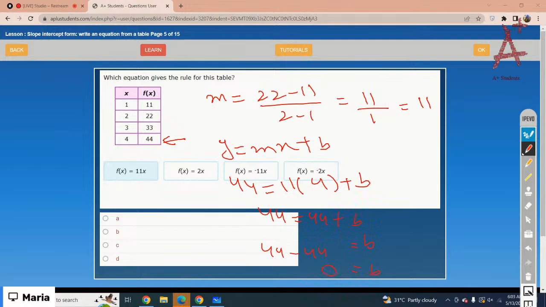Got it? So the y-intercept of this equation is 0. So y equals 11x plus 0. That means y equals 11x. Got it? So the correct option is y equals 11x. Option number 1 is the correct option.